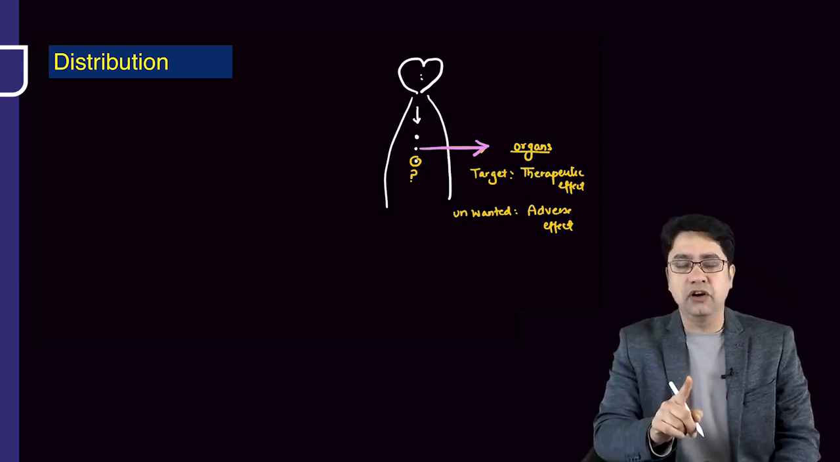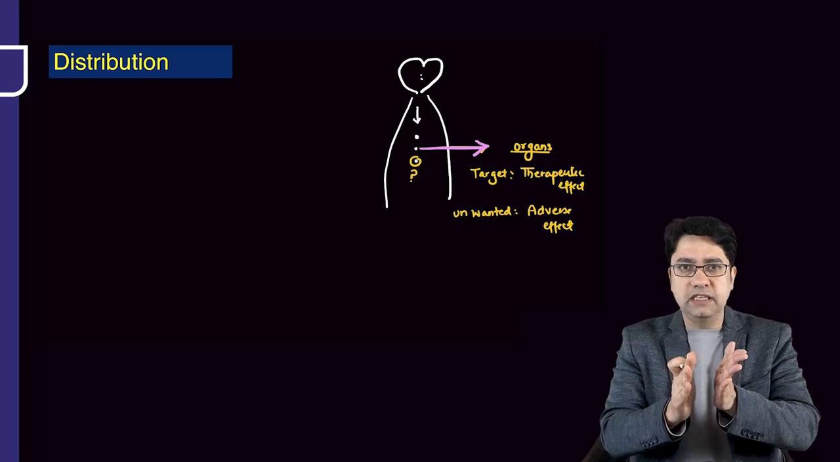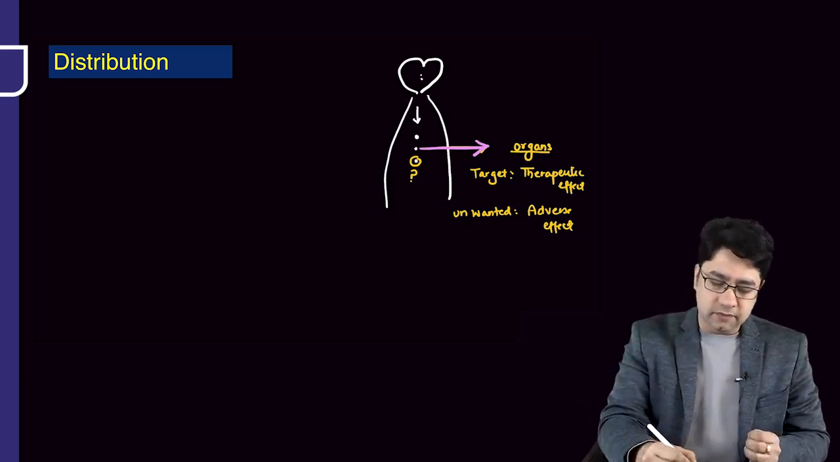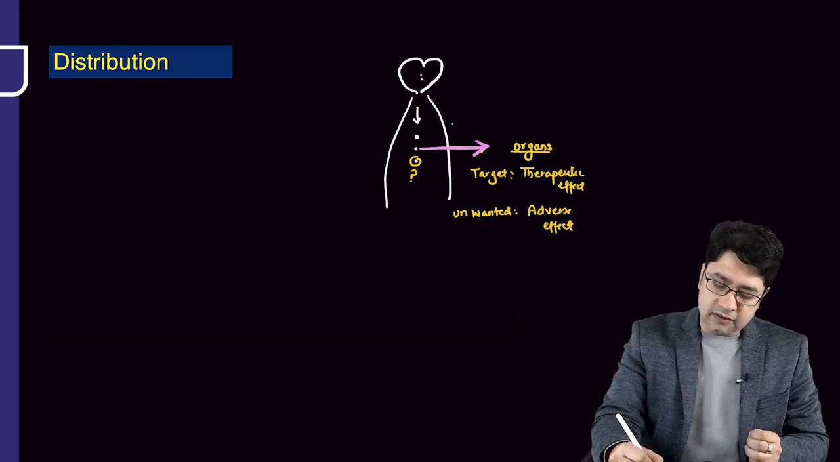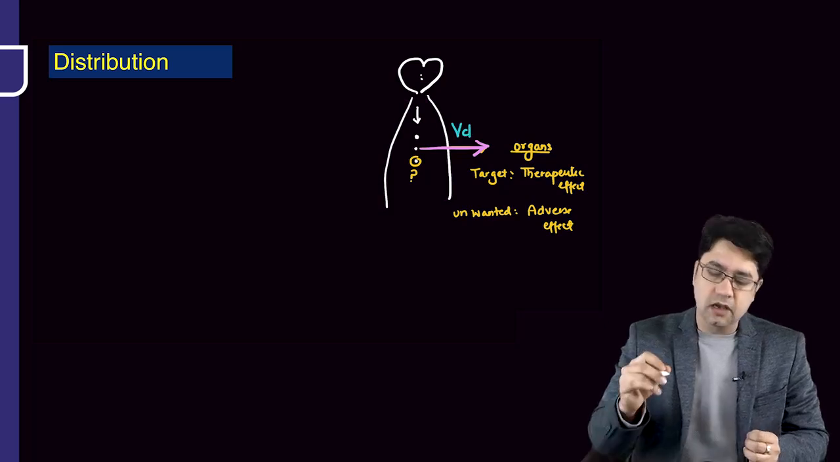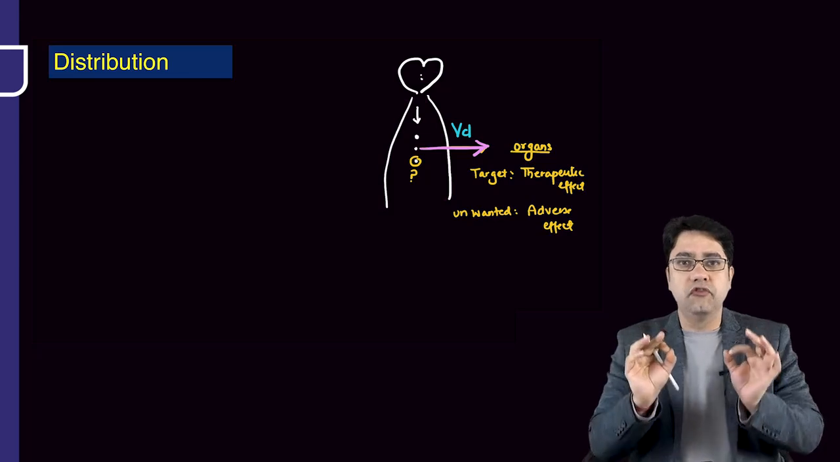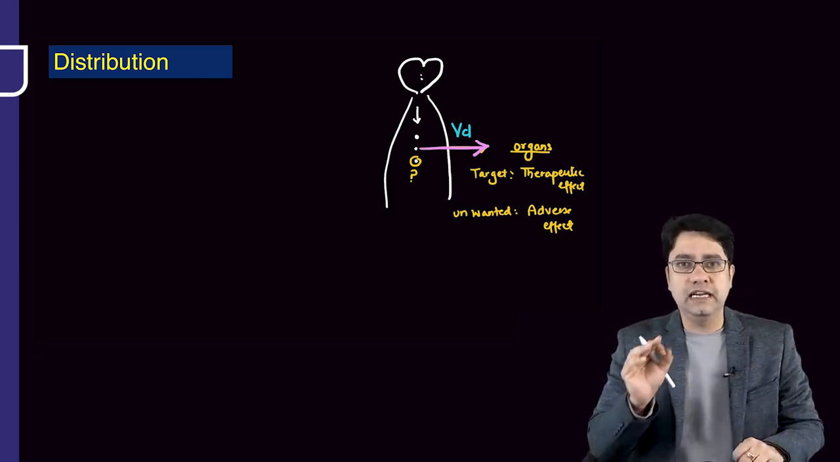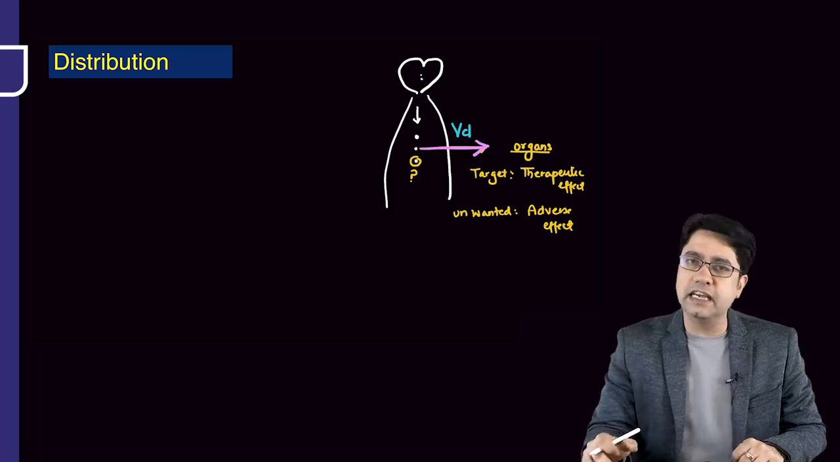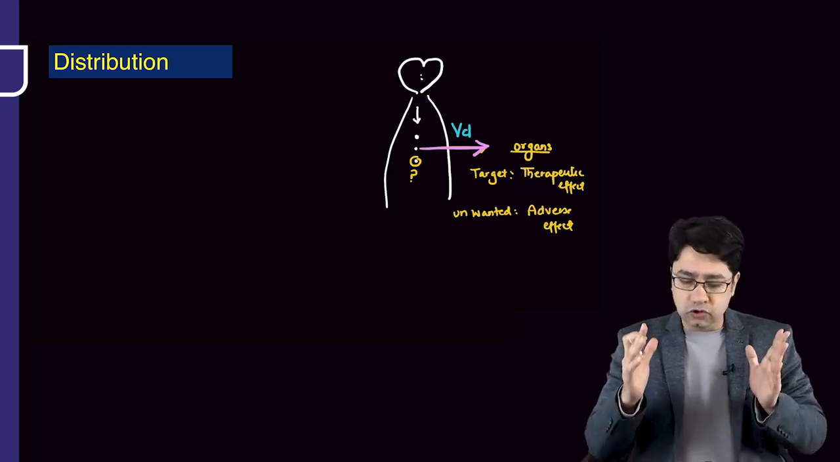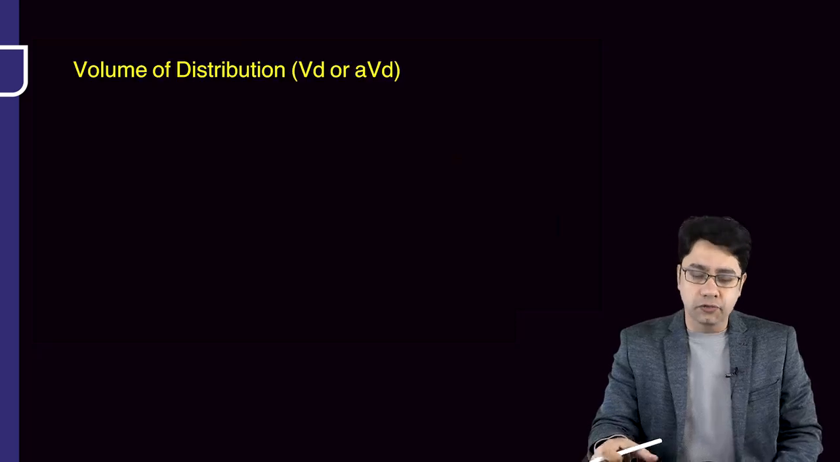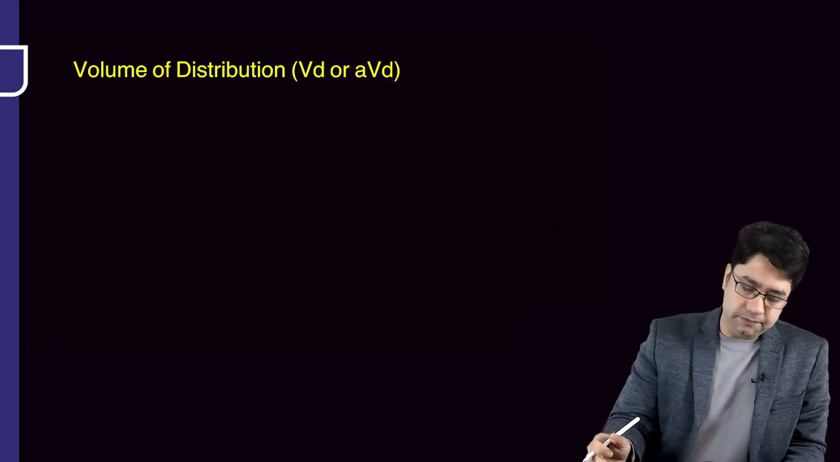And this movement of a drug from blood vessel into the organ is known as VD. VD stands for volume of distribution. It tells us how much drug is entering into the organ. So let's understand volume of distribution.